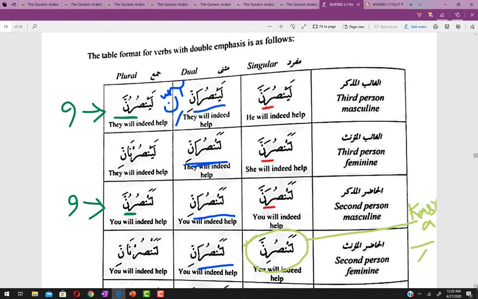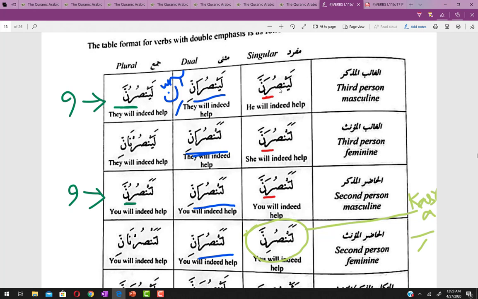So we have a fatha on the lam for the masculine, third person singular. So layansuranna, layansuranni for the dual. So he will indeed, surely help. They both will surely indeed help. Layansurunna, for the plural, you have dhamma on the ra. So layansurunna, they all will surely indeed help. For the third person feminine, it is latansuranna, she will indeed definitely help. And latansuranni, they will definitely indeed help. Layansurnanni, they will indeed help.